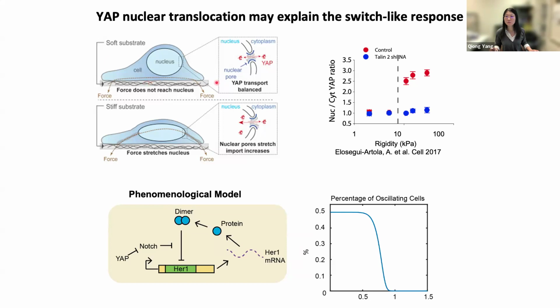But there has been a study showing that the YAP signaling is sensitive to the surface rigidity, in the way that a cell put on a soft surface versus a hard surface differs. On the hard surface, it first polarizes, as we see as well, but it also causes the stretching of the nuclear pore structure, which allows the YAP to be more easily translocated into nuclei. The measurement shows there seems to be a switch-like nuclei to cytosol ratio in response to surface rigidity. So we built a phenomenological model taking into account this effect of YAP translocation, and that can roughly recapitulate this switch-like oscillation behavior.